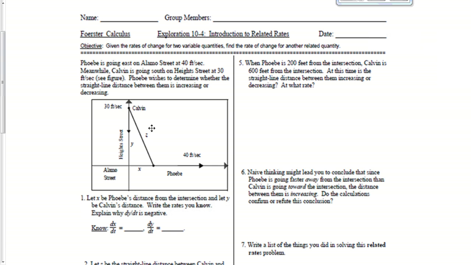Today's lesson is on related rates. The handout we're using is Exploration 10.4, Introduction to Related Rates. In this situation, we have a real situation I'm going to read.